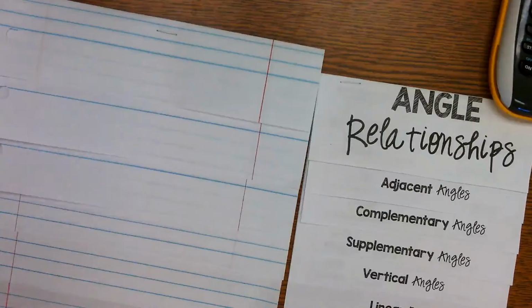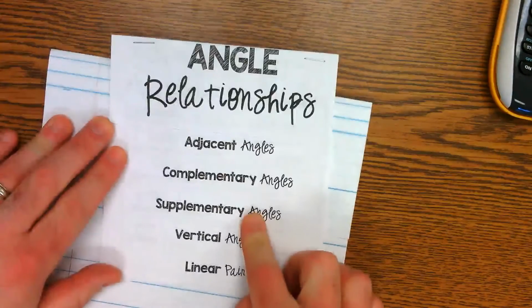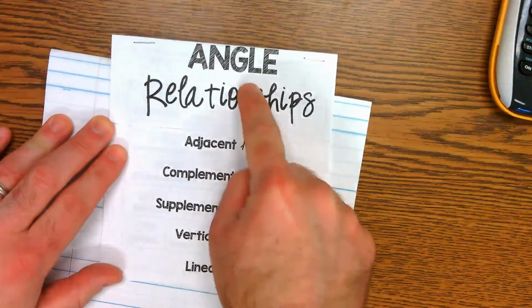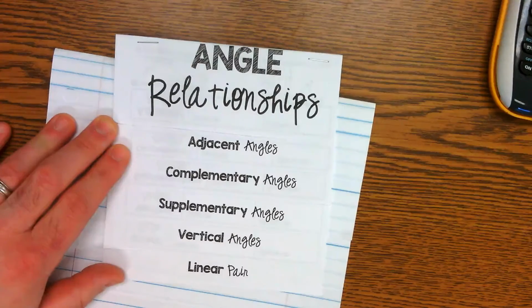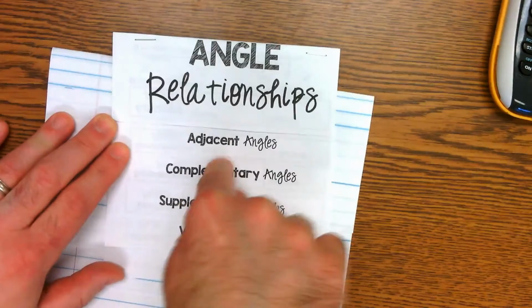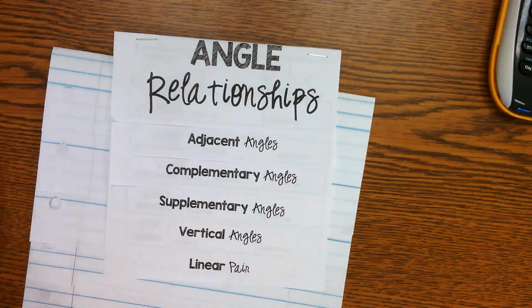I like to staple up here, but you might not have a stapler. And then you could just copy angle relationships, and then down here like that. 1, 2, 3, 4, 5, 6. Okay, so you could do that if you don't have this particular one.